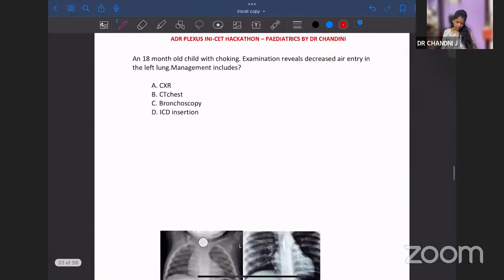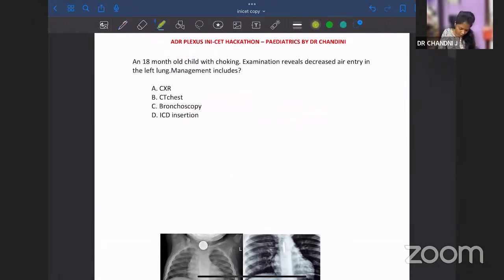Now, coming to the next question. An 18-month-old baby with choking. So, examination reveals decreased air entry in left lung. So, this is a classical case of what? Foreign body aspiration. So, now what to do? Chest x-ray, CT chest, bronchoscopy, ICD.